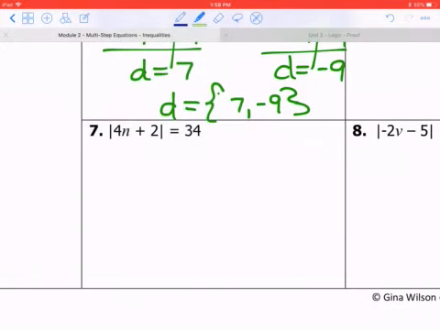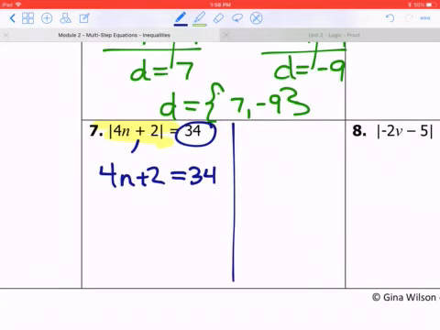All right, so first, there's my absolute value. Nothing else is on this side, just whatever's in my absolute value. So I'm going to pull this out. 4n plus 2. Now it has to be equal to the positive 34. And then we're going to do a separate equation. 4n plus 2 equal to negative 34. Okay?